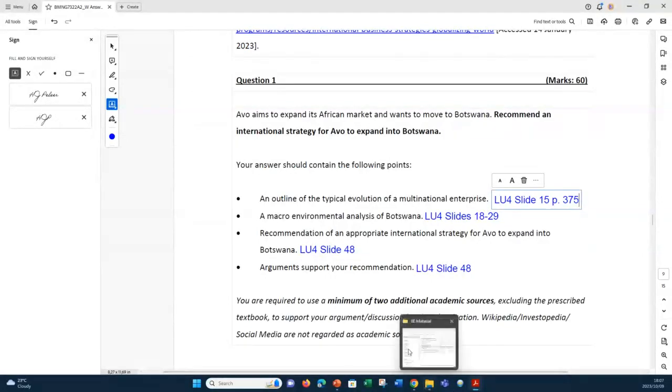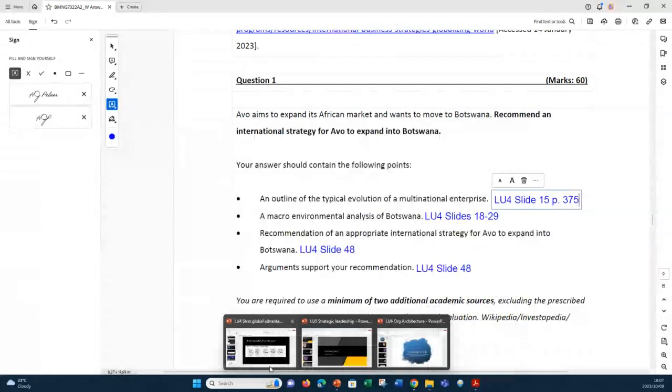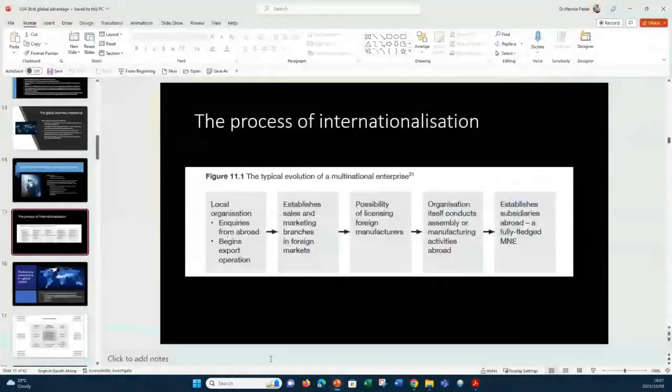Guys, the process of becoming a multinational enterprise, very clear. If you look at that slide, it's going to be a little bit difficult to paraphrase, but please paraphrase, don't simply give that.